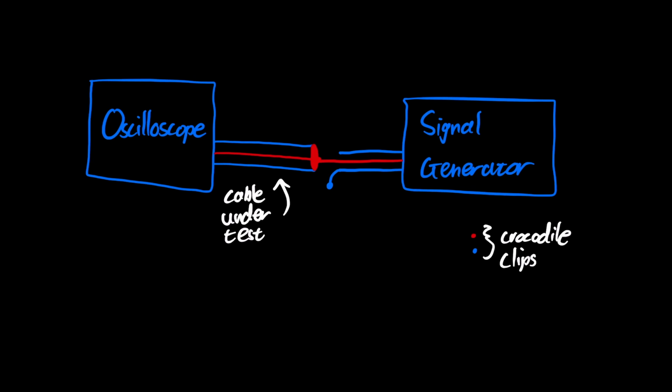The positive crocodile clip is then connected to the soldered end of the coaxial cable. The signal produced by the signal generator will now force a common mode current to flow over the coaxial cable, which is connected to the oscilloscope.